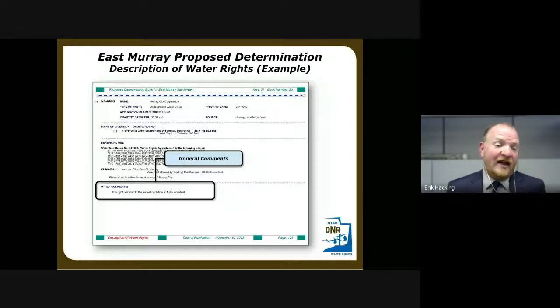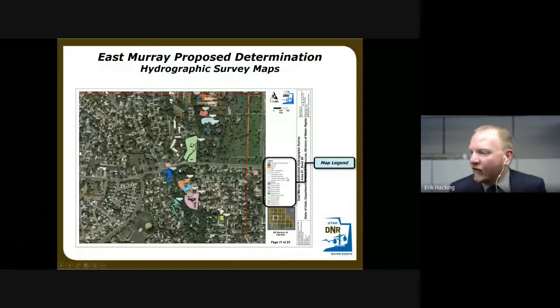All right, so that does conclude the proposed determination document. And now we'll talk about the hydrographic survey maps that we also published at the same time. All right, so the hydrographic survey maps are a visual record of the findings of the water uses in a geographic subdivision. There's a few pieces to go over. There's standard map stuff, so north arrow, scale bar, etc. Here we've got a legend where you can see we've got points of diversion and water use groups, as well as our page boundaries, townships and sections, etc.